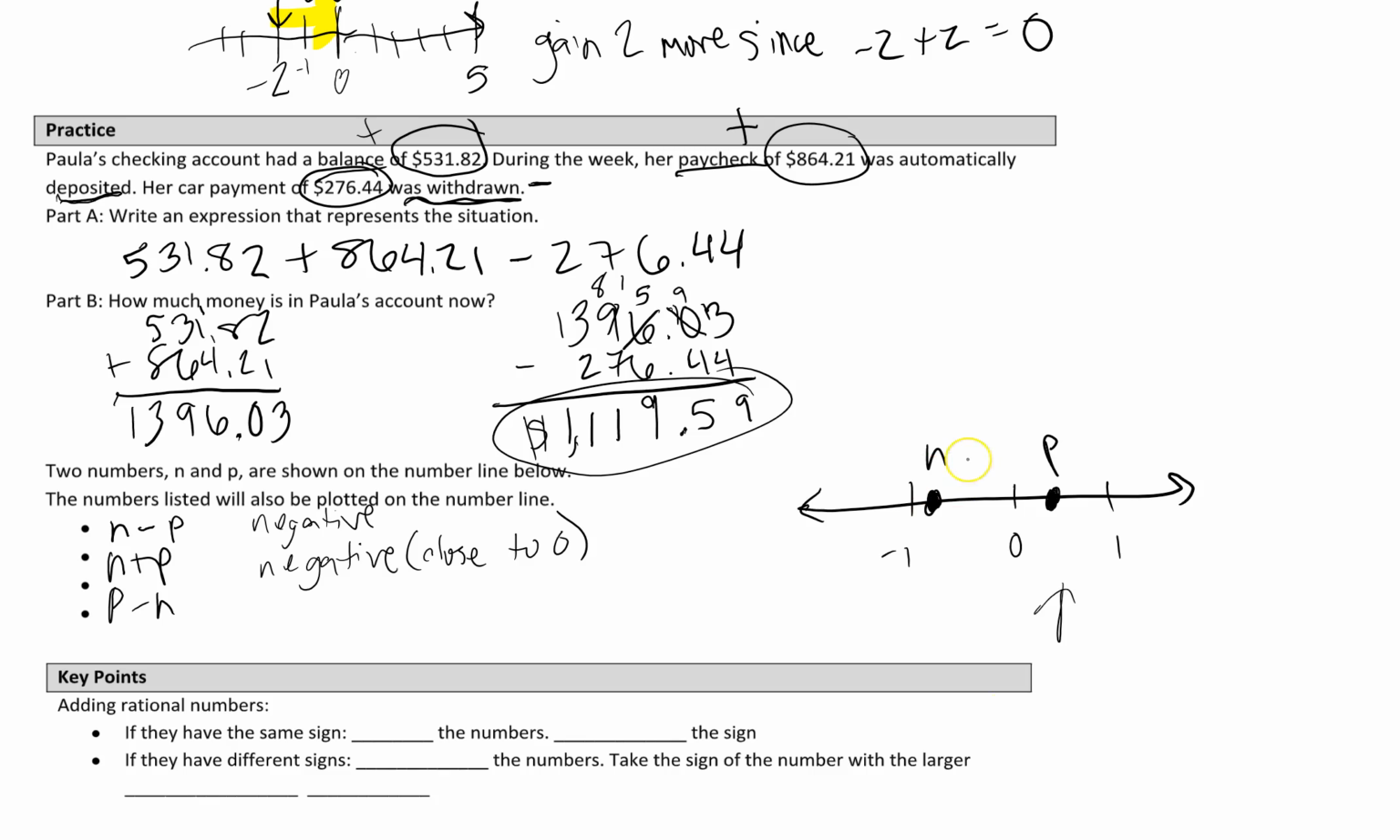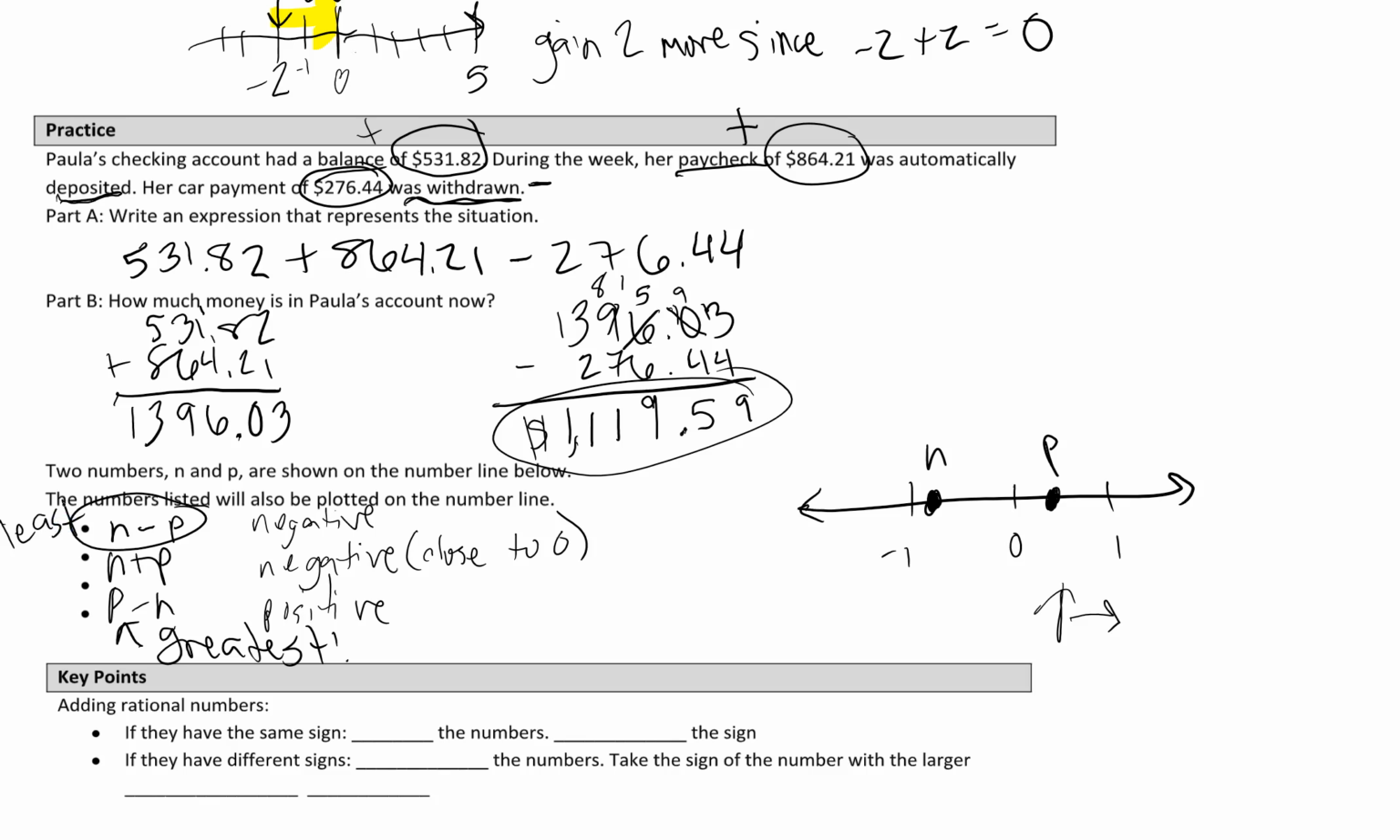However, since n is already negative, when we subtract a negative, really it's like adding. So this will be positive. So I think that means p minus n, since that's the only positive one, is the greatest value. So the last one is the greatest. And then between the top two, we want to know which one is smaller. So if we think back, n minus p we said would go to the left, and n plus p would move to the right. So this first one is the least value.